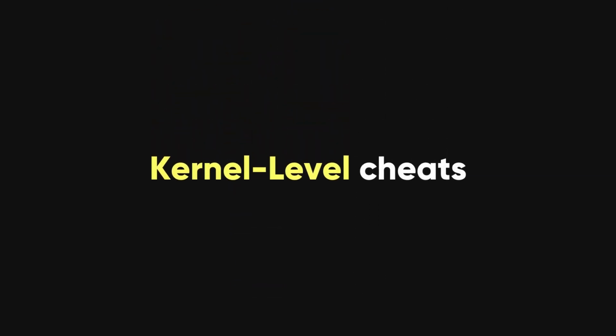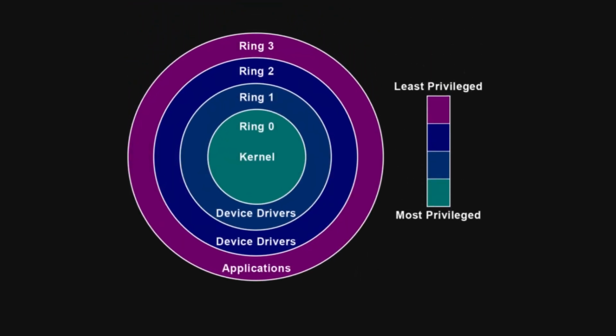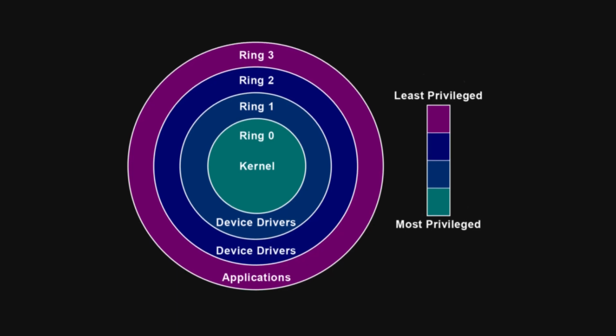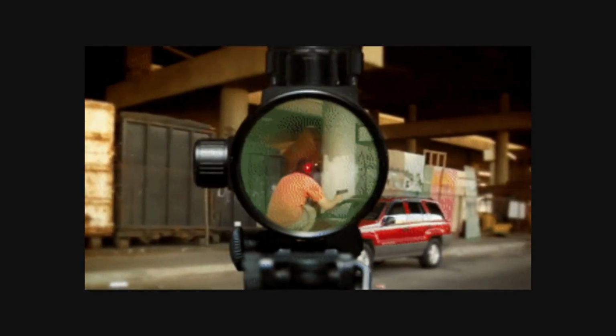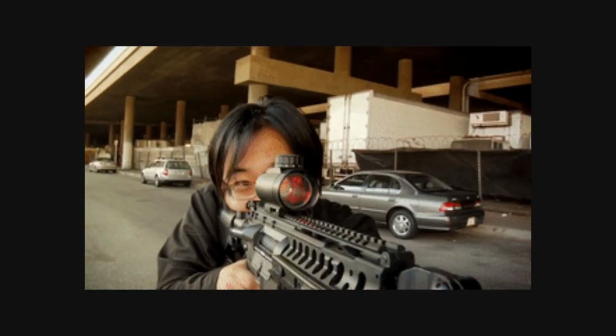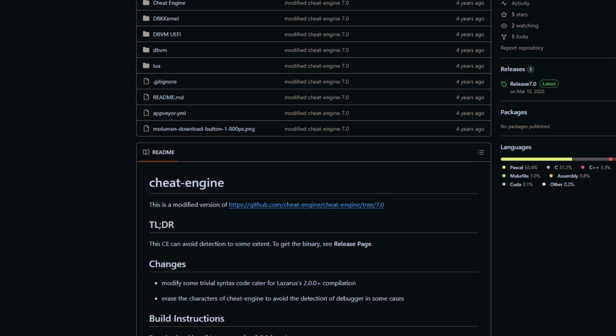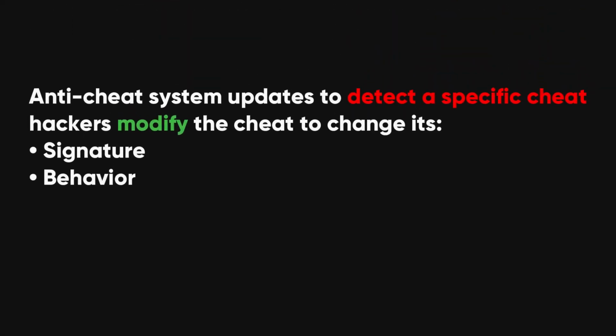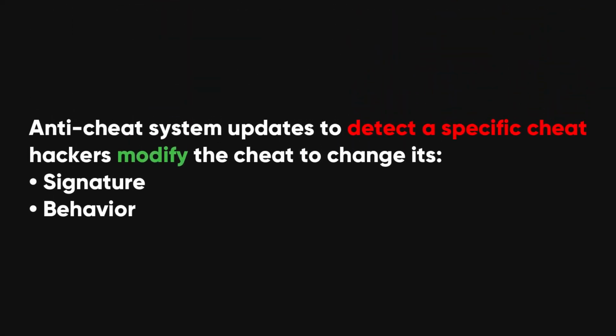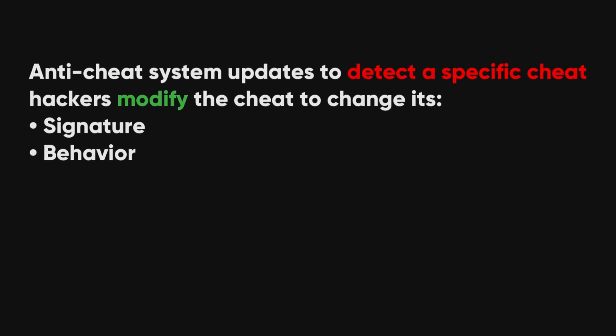Some hackers use kernel-level cheats, which run at a low level in the operating system, making them more difficult for anti-cheat software to detect and remove. An example of this is a kernel-level aimbot that intercepts the game's aiming function and modifies it to always aim perfectly without being detected by user-level anti-cheat programs. Additionally, hackers create custom versions of cheat programs that are specifically designed to evade current anti-cheat detection methods. For example, if an anti-cheat system updates to detect a specific cheat, hackers might modify the cheat to change its signature or behavior so it no longer matches the detection criteria.